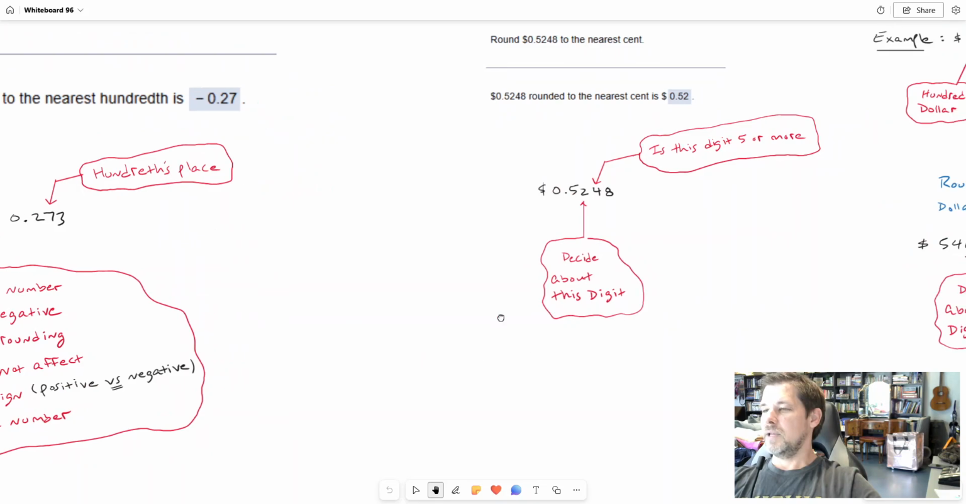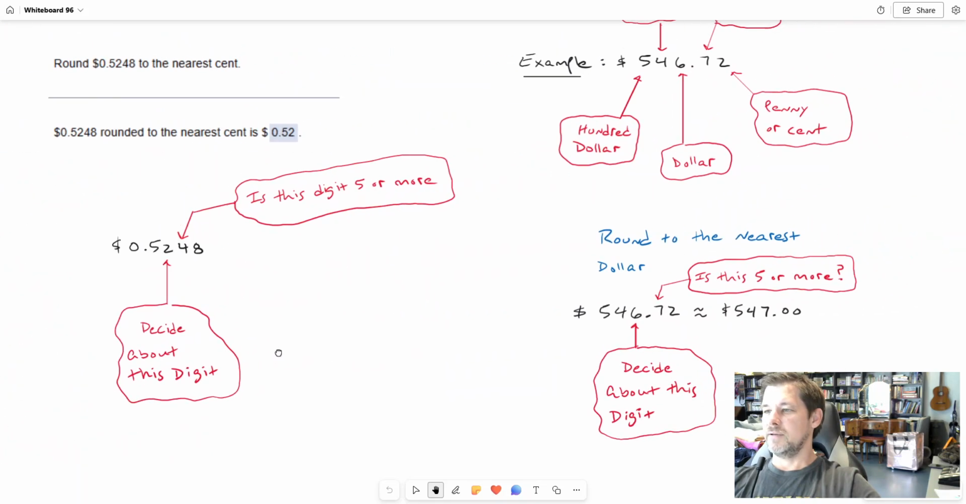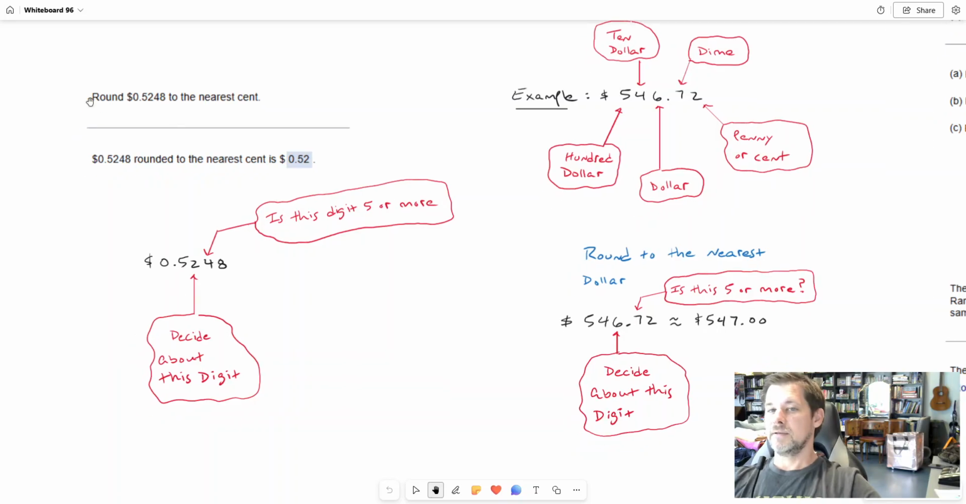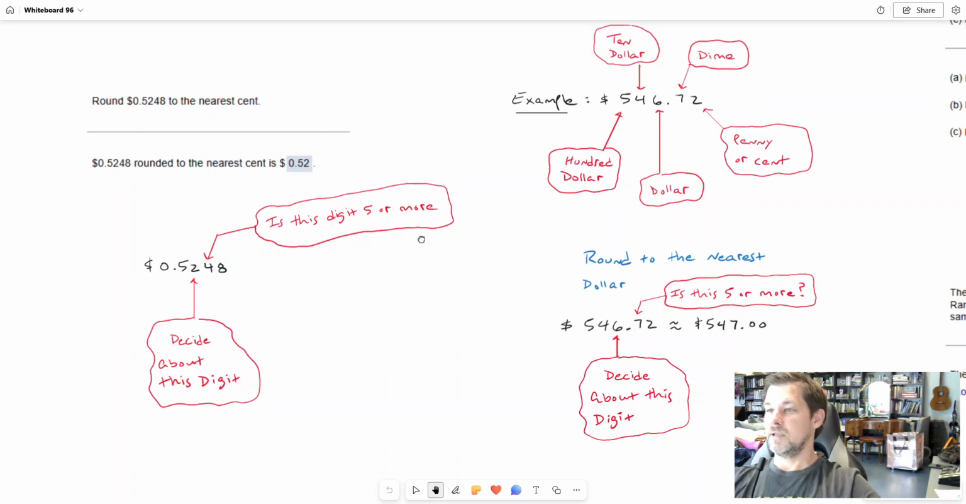But maybe the vocabulary would change if we were dealing with money. Okay, so here's another problem from the assignment. It says round to the nearest cent. Now, cent is not a place value, right? The place values I gave you were ones, tens, hundreds, hundredth, thousandth, tenth. Those were the place values. Cent was not one of them. So we'll have to do some interpreting.